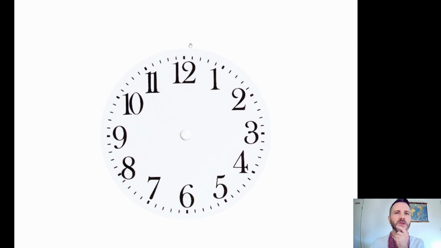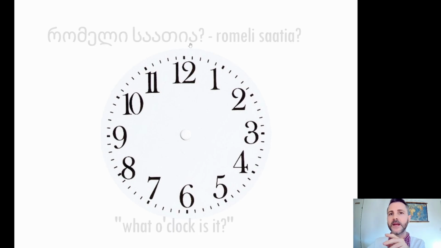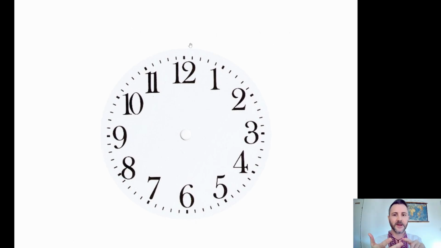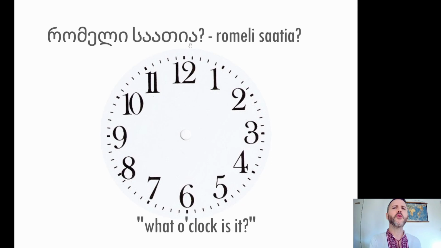In English, we don't really say what o'clock is it, but if we did, it would make Romeli satia a bit more logical. I want you today to go on this journey with me, forgetting that we say in English, what time is it? Do you have the time? Have you got the time? Just forget that. Let's ask that strange question: what o'clock is it? Romeli satia.